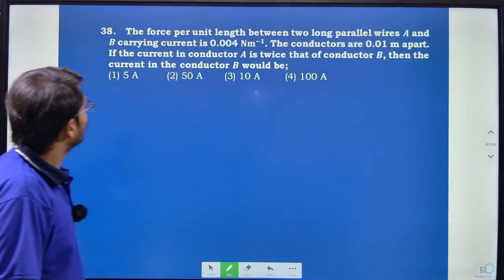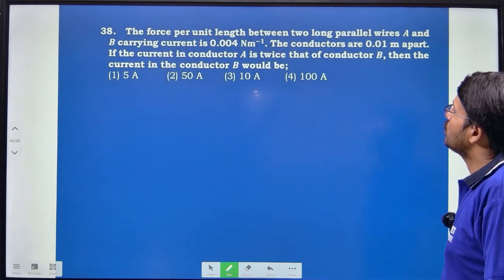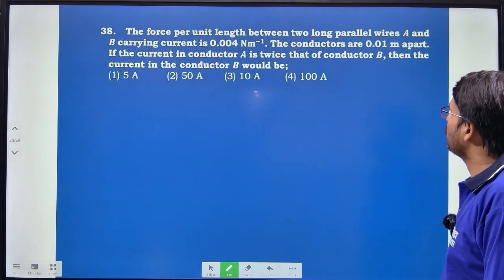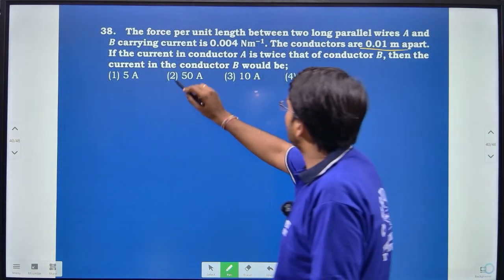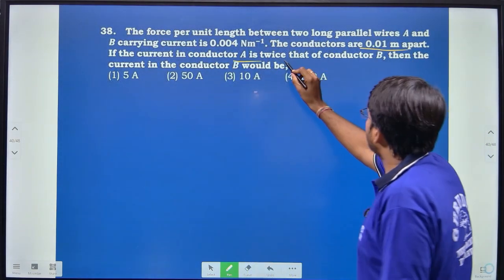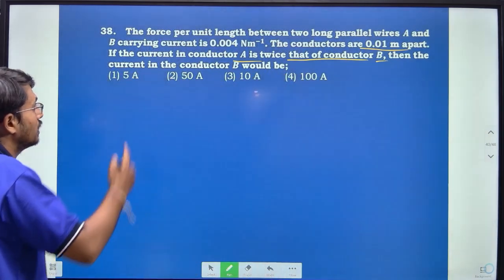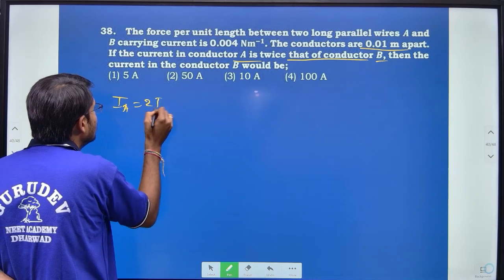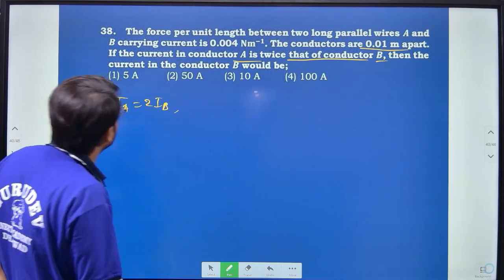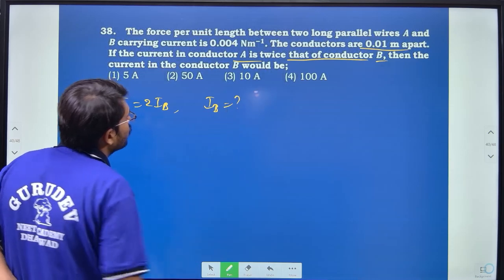Fine. The force per unit length between the two long parallel wires A and B is 0.004 Newton per meter. The conductors are 0.01 meter apart. If the current in conductor A is twice that of conductor B, what they have given is IA equals twice IB, then what is the current in conductor B, that is IB?